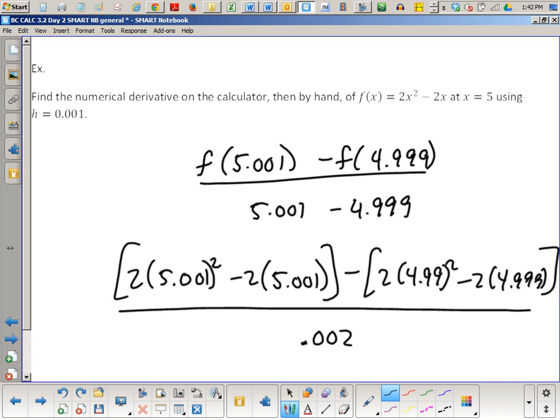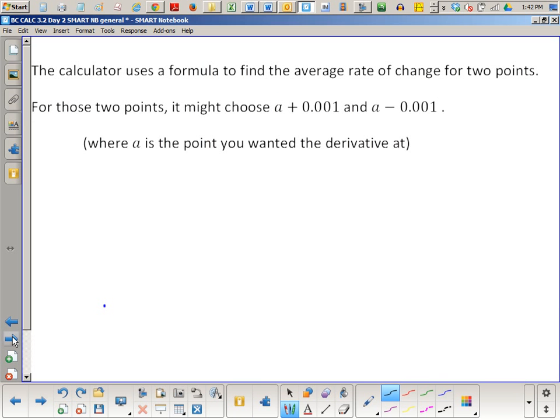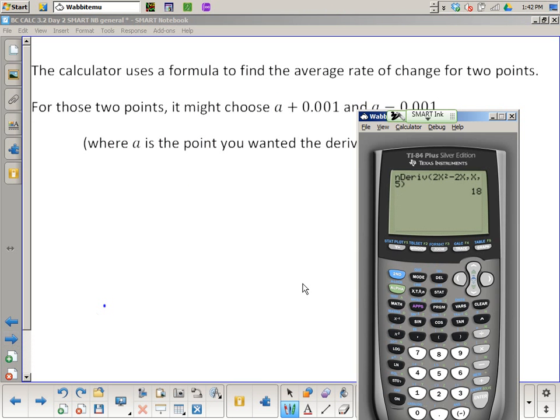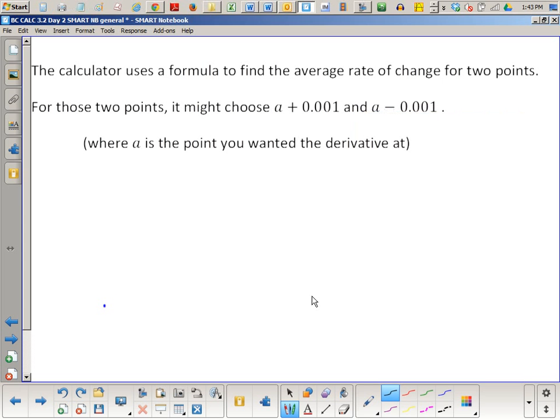And then you can verify it using these buttons. What were those buttons again? Just in case you didn't find them. Oh, I showed you on the screen, right? That's what I had. There it is. So you press Math 8, you get this nDeriv, and then you type in the function, comma x, comma 5.